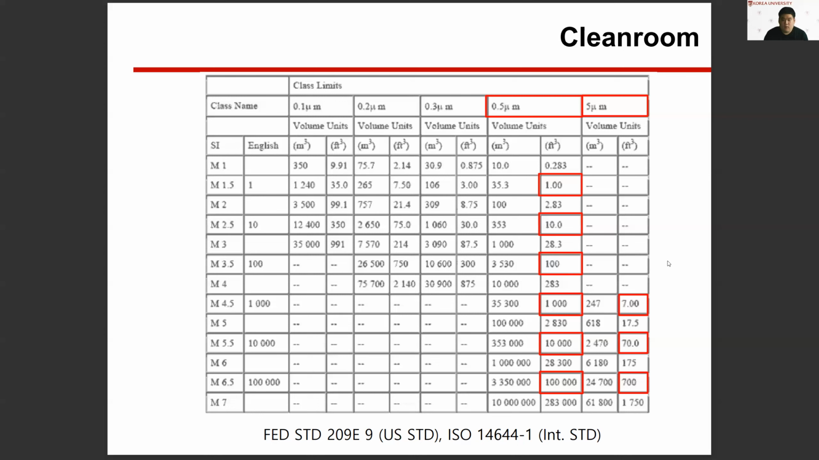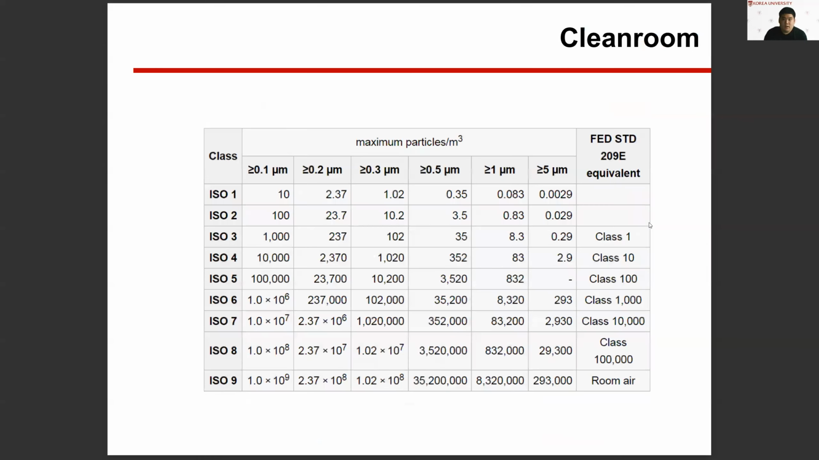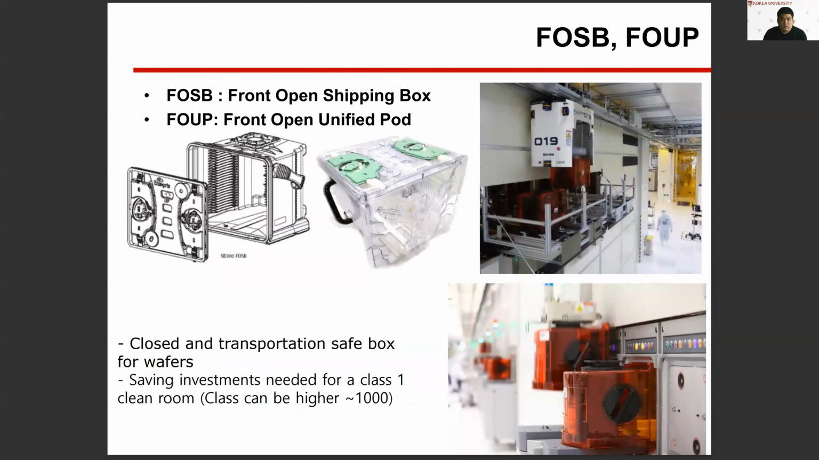Normally, clean rooms are built for class 1,000, and some fabrication process rooms are class 100, and up to class 1 clean rooms. The smaller the number, the more exponentially expensive the cost of making the clean room, because keeping the entire clean room clean is really expensive.